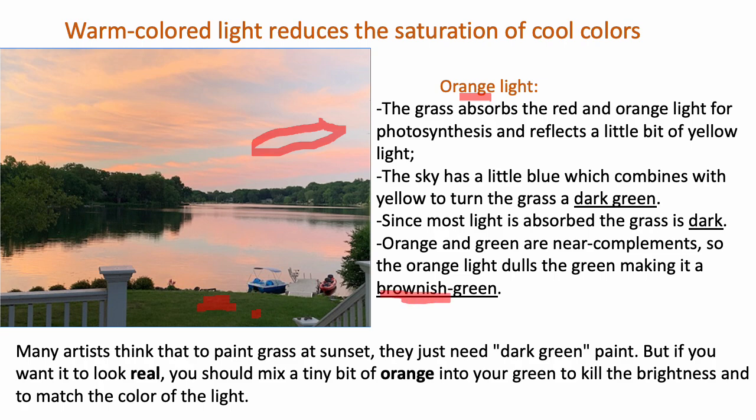Many people think that when you paint grass at sunset, you just use a dark green paint, but if you want it to look real, you really should put some orange in your green because that kills the brightness and it matches the color of the light.